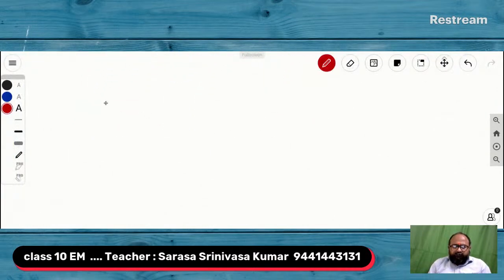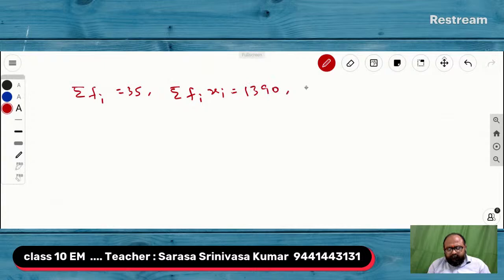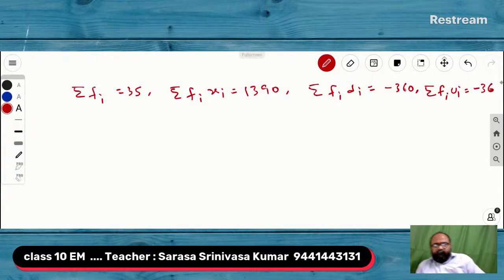We note down all the values. Sigma fi equal to 35. Sigma fi xi equal to 1390. Sigma fi di equal to minus 360. Sigma fi ui equal to minus 36. Now we find the arithmetic mean by the three methods.